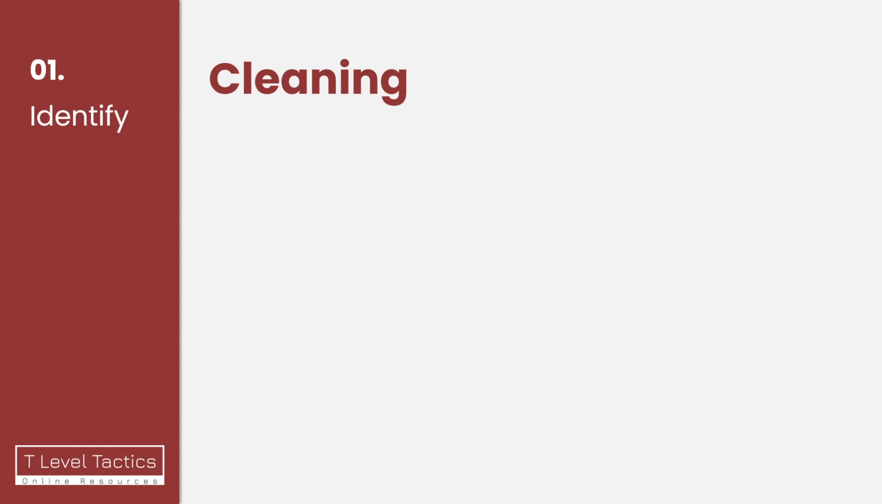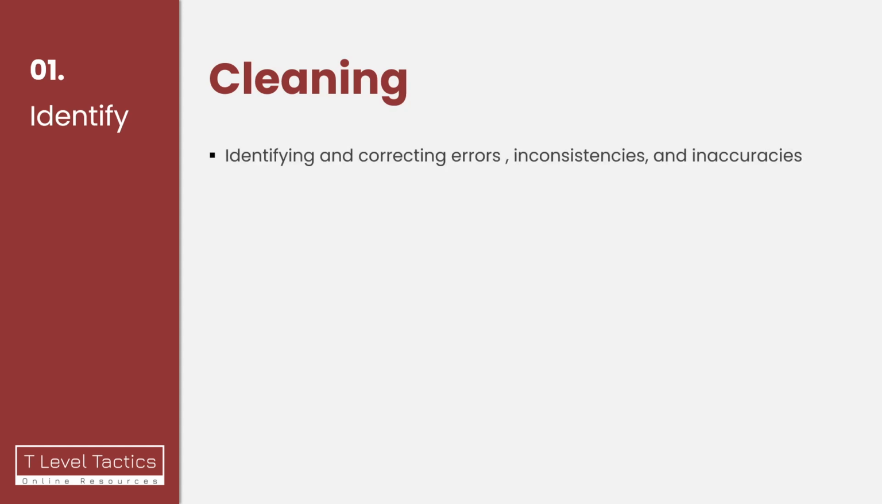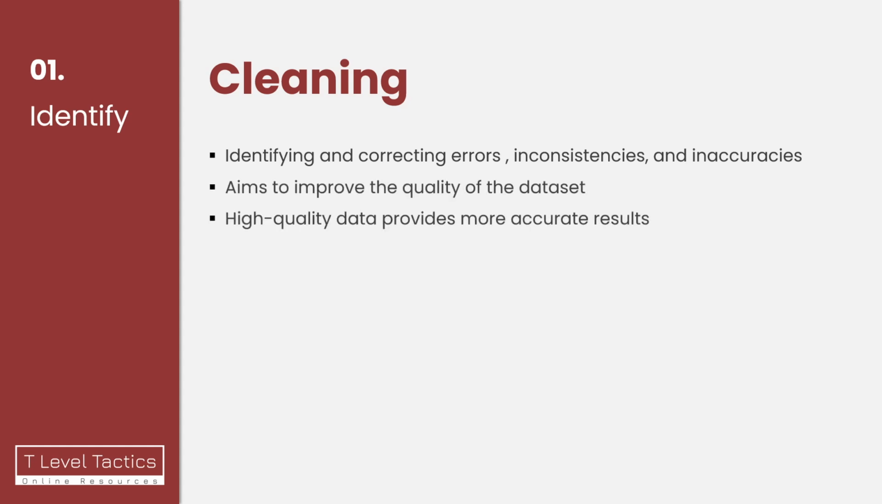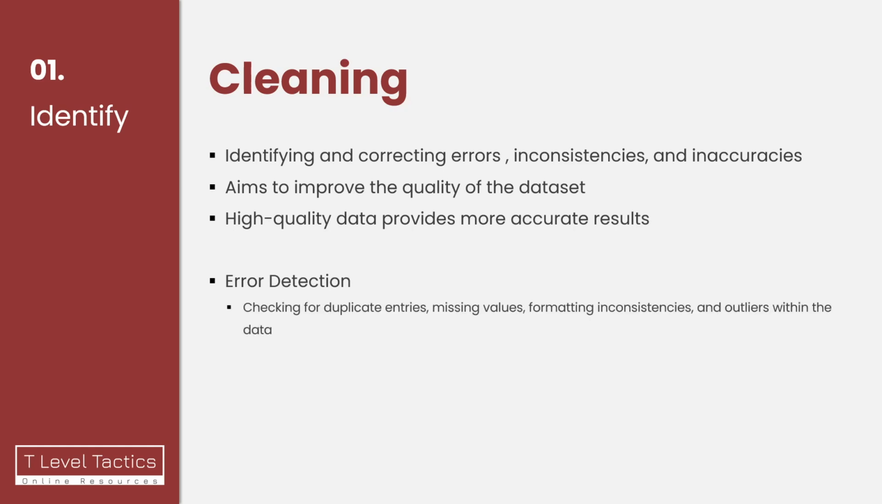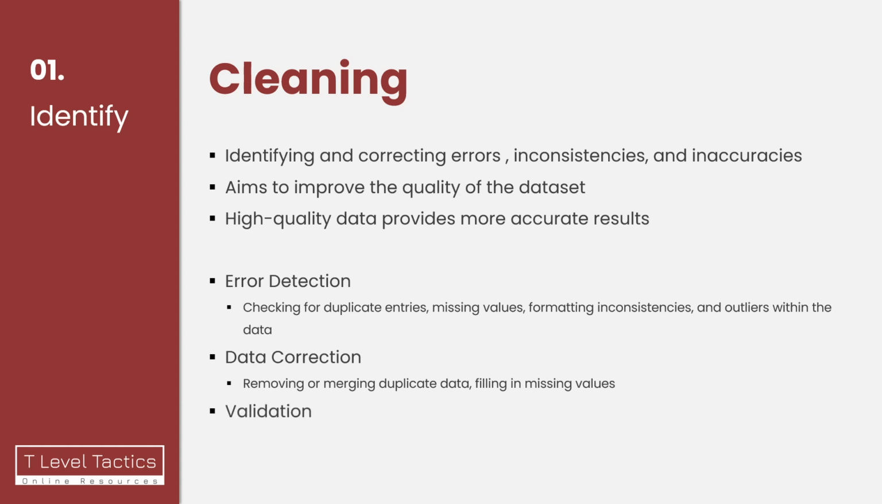Data cleaning is identifying and correcting errors, inconsistencies, and inaccuracies, and it aims to improve the quality of the dataset. High-quality data provides more accurate results, after all. And it includes error detection, so checking for duplicate entries, missing values, formatting inconsistencies, and outliers within the data. Data correction, such as removing or merging duplicate data and filling in missing values where we can. And validation, where we can validate existing data with reliable sources to meet the set criteria.